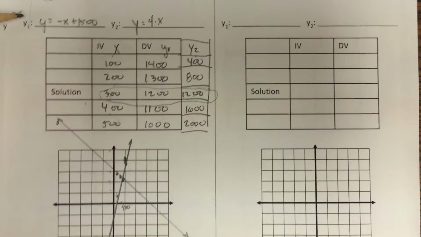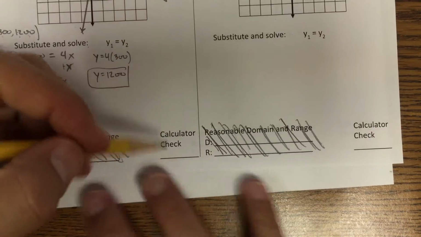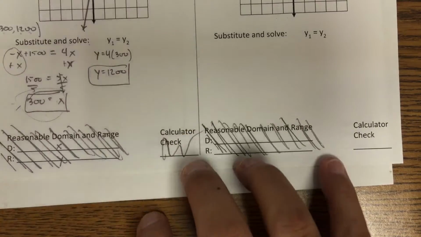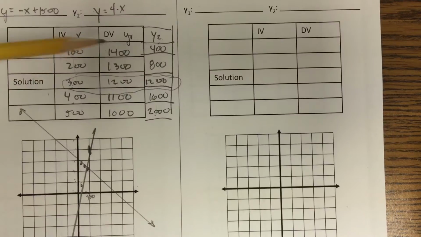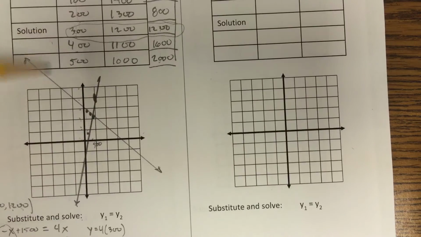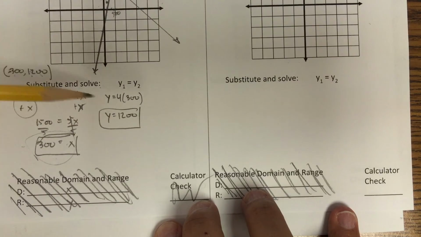You don't have to do the domain and range, but you do have to write the equations. You have to get them in slope-intercept form. You have to use your calculator to show the answer. You have to use your table, figure out how to use the table set in order to show your solution, which is this one right here. You need to figure out your scale, and you need to graph your answers. And then you need to substitute and solve in order to find the answer mathematically.